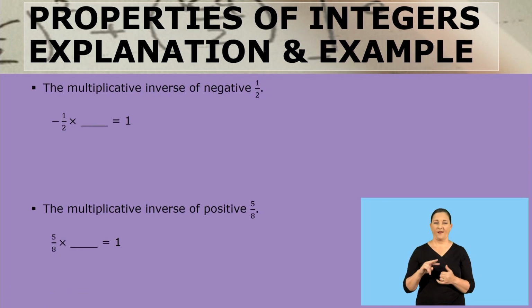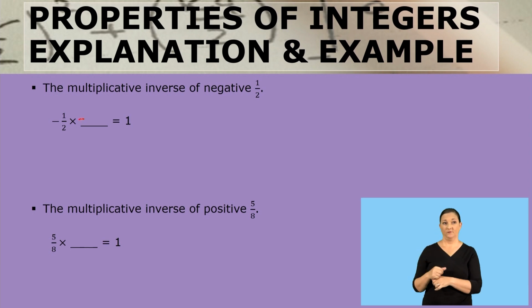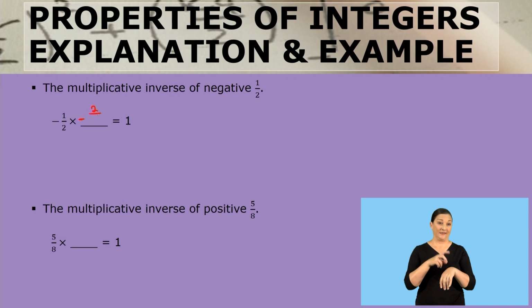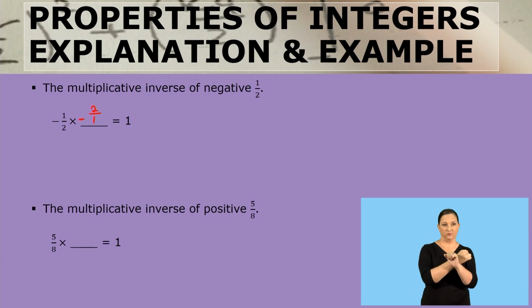Another example, the multiplicative inverse of a negative 1/2. So for a negative 1/2, we need to find a number that we are going to multiply there so that the answer is going to be 1. And that number is a negative 2/1, or 2 wholes. And if we multiply those two, the answer is going to be a positive 1.